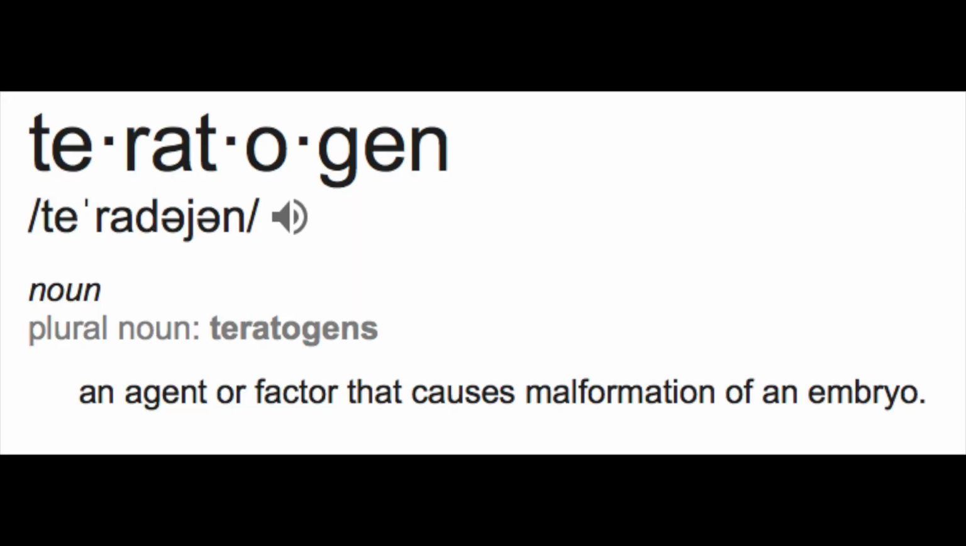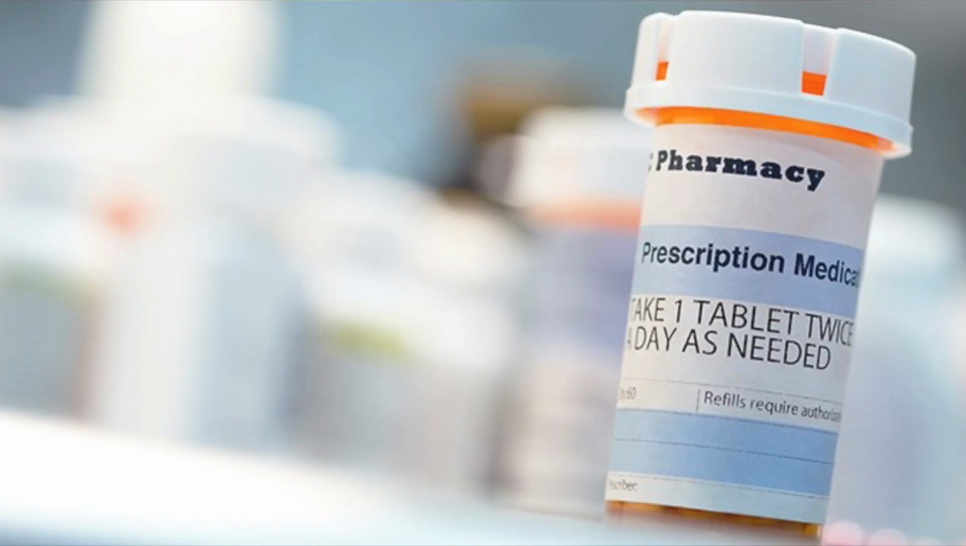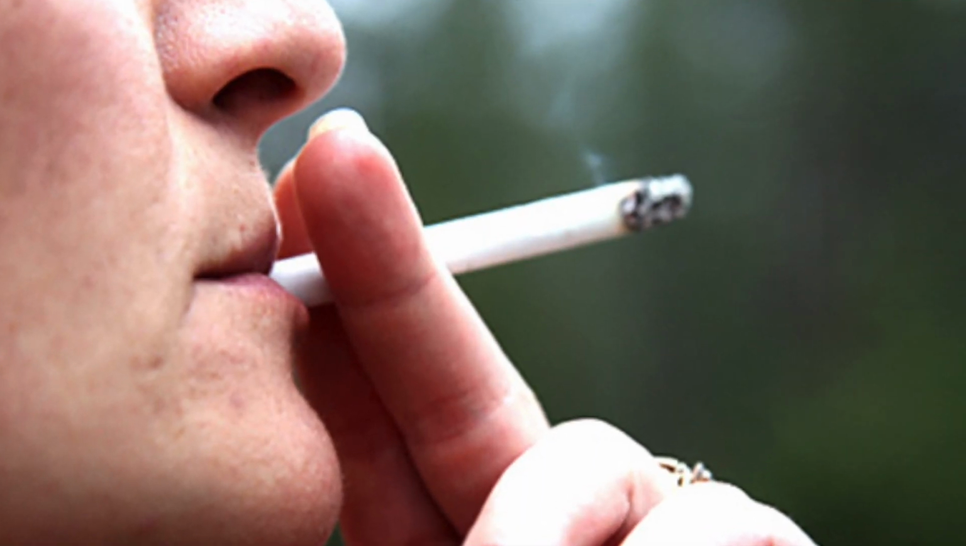Voluntary factors are things that are purposely consumed. We refer to these things as teratogens. Teratogens are anything that causes malformation in the baby. Examples of voluntary factors are things such as alcohol, drugs, and smoking.